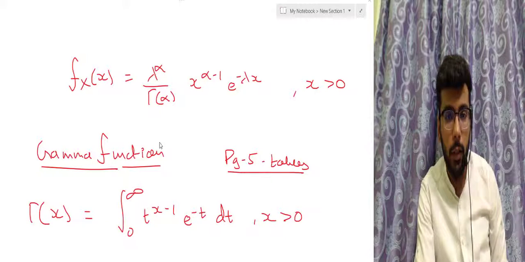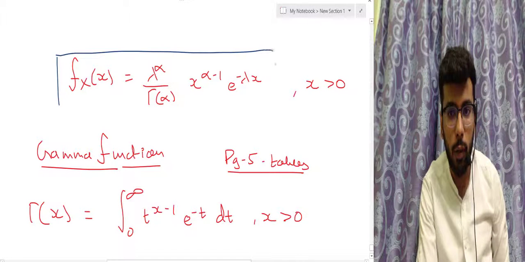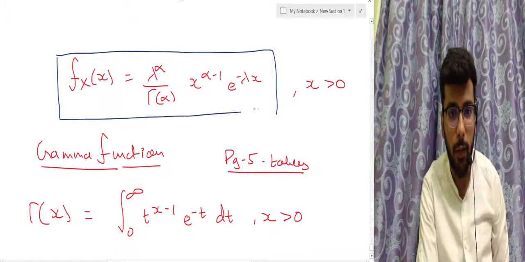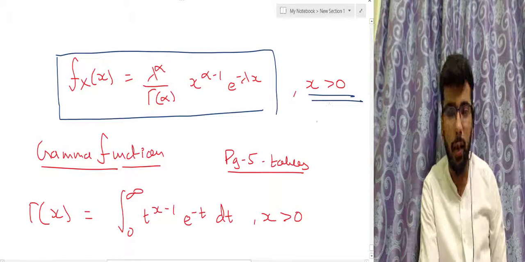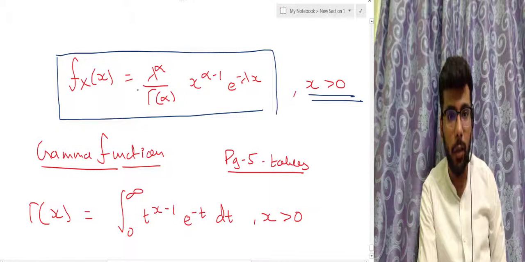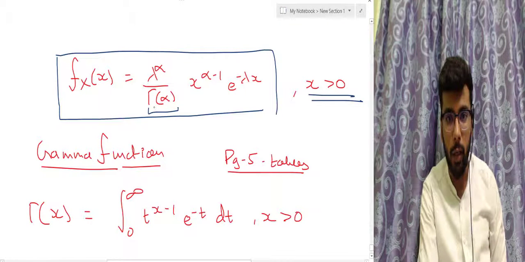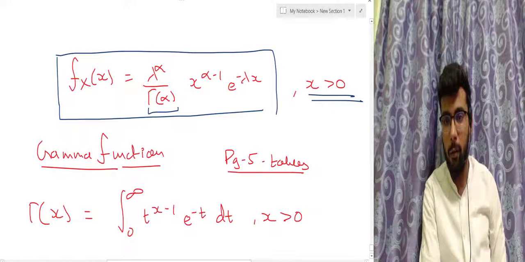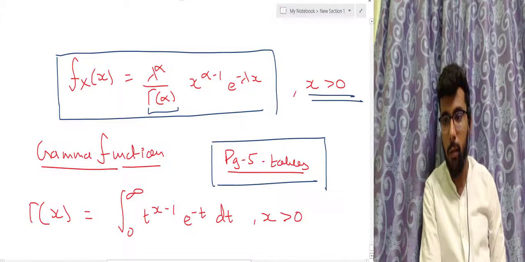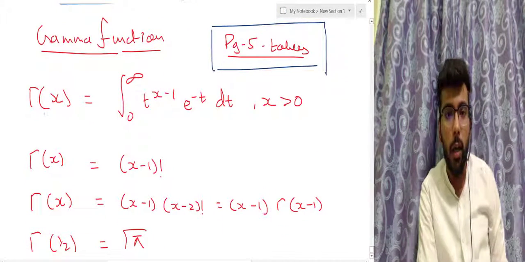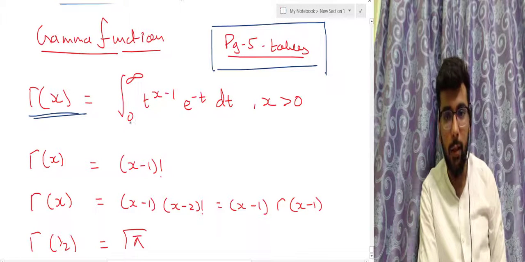We just discussed that your PDF for the gamma distribution is given by f(x) equal to lambda to the power of alpha upon gamma alpha into x to the power of alpha minus 1 into e to the power of minus lambda x, where x is greater than 0. Now I used the gamma function here, which is gamma of alpha. So what is this gamma function? The rules relating to the gamma function are given on page 5 of the actuarial tables. You can go check them, so you don't need to learn anything here.